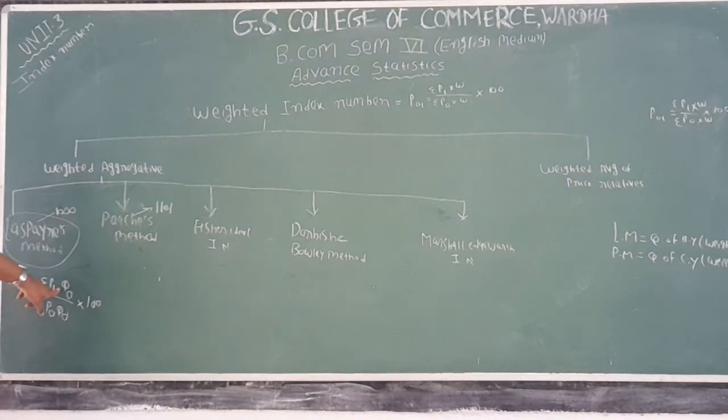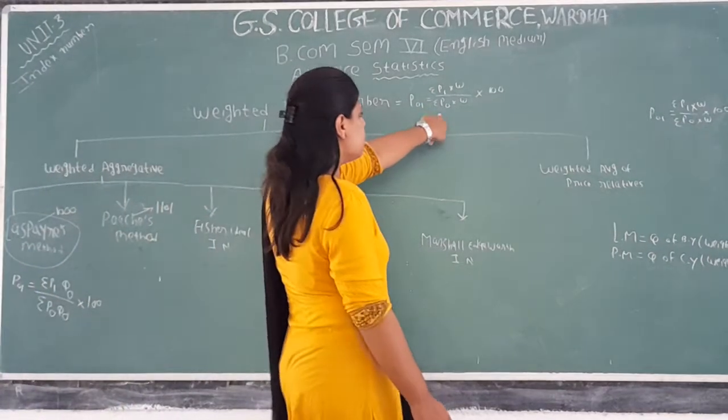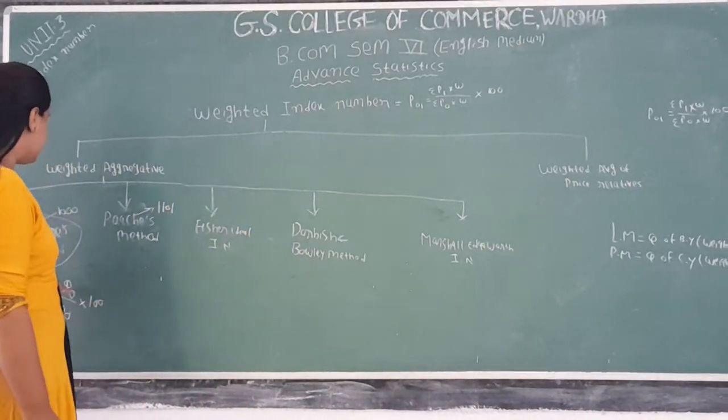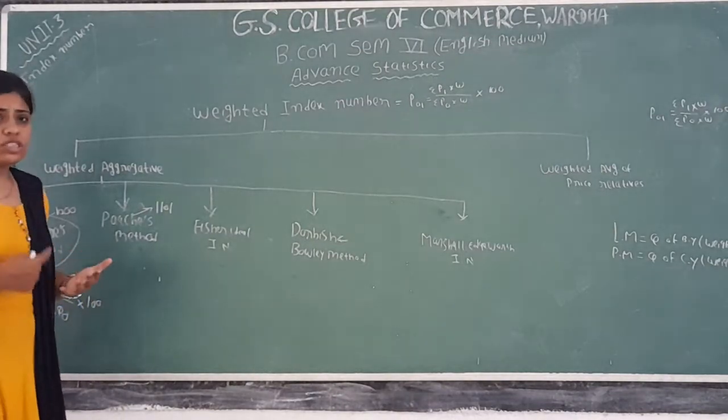Okay, here the quantity of base year is considered as weight. That is why these prices have been multiplied by the quantity of the base year, as we have seen in this formula. Summation P1 into weight. Okay, so summation P1 into Q0, because Q0 is the quantity of base year.